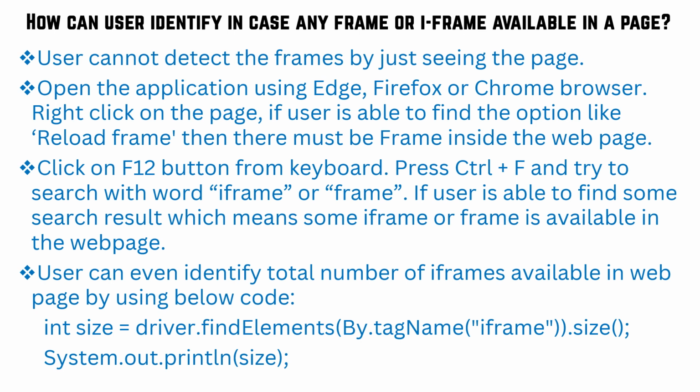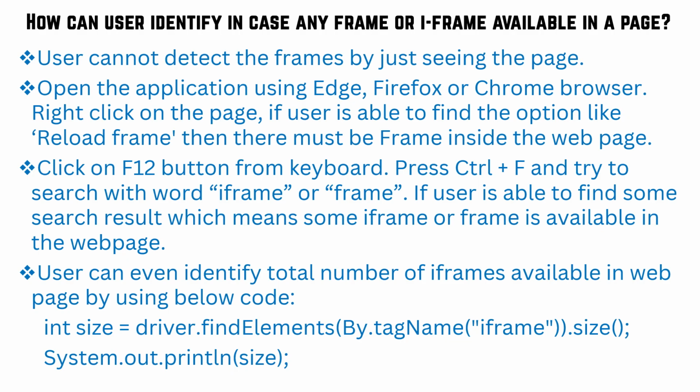And first you need to handle the frame or iframe, then you can interact with the element inside the frame or iframe. And there might be some nested frame or iframe, meaning frame inside the frame or iframe inside the iframe. So first you need to handle the outer iframe. Once you interact with the outer iframe, then you can interact with the inner iframe or frame, then you can interact with the element. So that is called nested frame or iframe also.